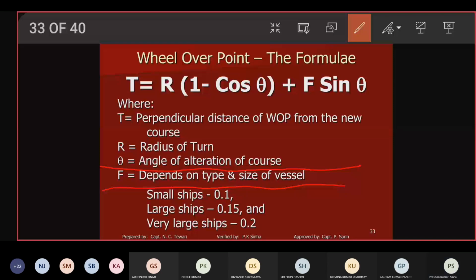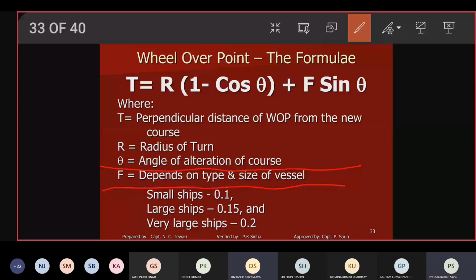Read from the start. Wheel over line is a line parallel to the final course, the distance of which from the final course is given by t equal to f sin theta plus r(1 minus cos theta), where t equal to perpendicular distance of wheel over point from new course, r equal to radius of turn, theta equal to angle of alteration of course, and f equal to depend on type and size of vessel.